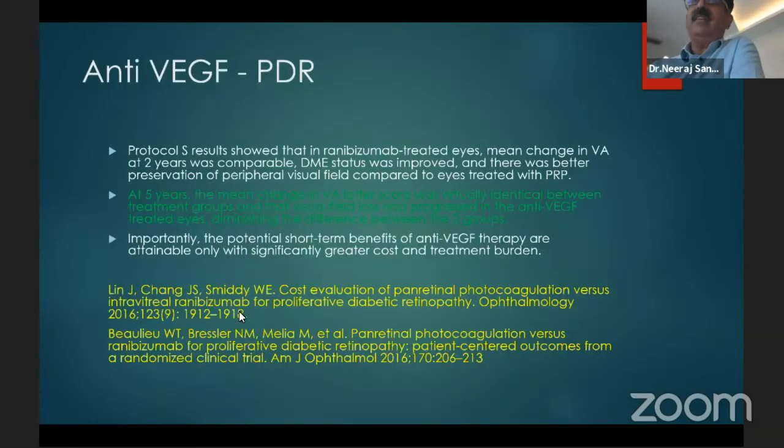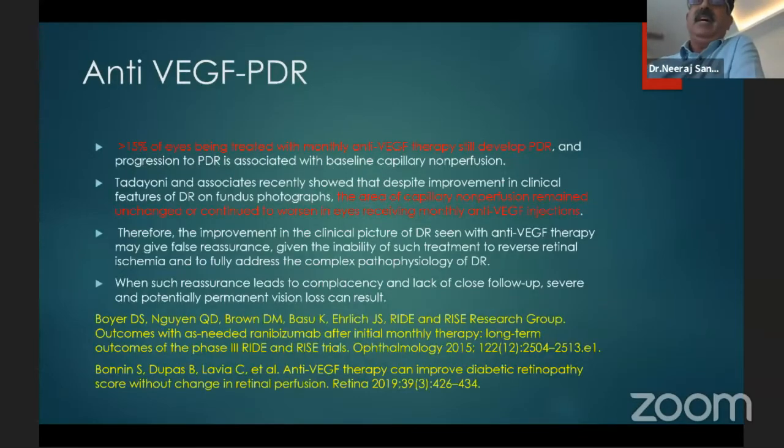If you look at the results in Protocol S, the 2-year results are comparable, DME status was improved, and there was a better preservation of visual field. But if you look at 5 years as shown by Protocol S, the visual field loss was comparable in both groups, which was a major outcome of this study. But looking at the potential short-term benefits of anti-VEGF, you are going ahead with a significant cost and treatment burden on the patient. Another study showed that the area of capillary non-perfusion remained the same, or rather worsened, despite giving anti-VEGF injections. So whatever improvement you are seeing clinically, it is a sham.